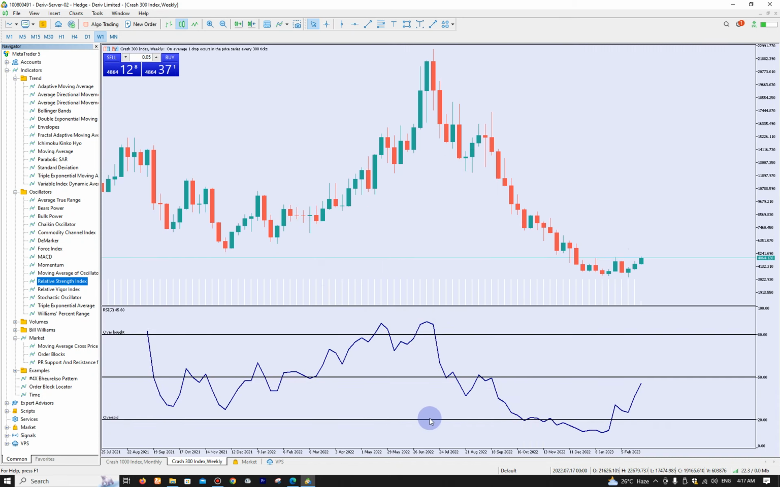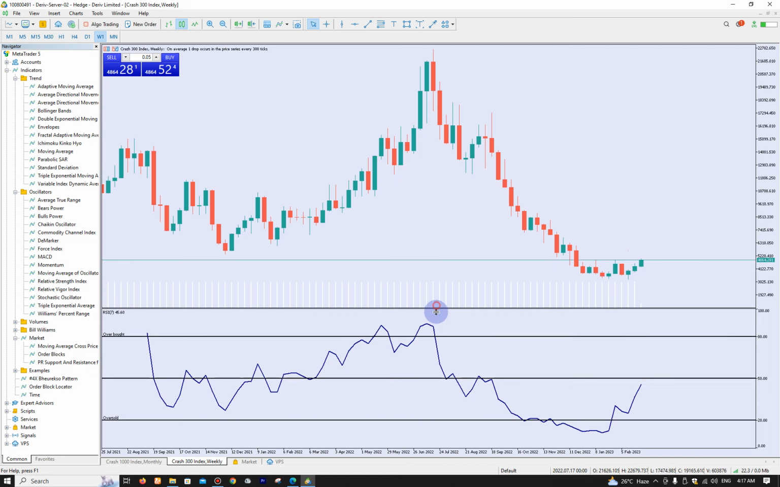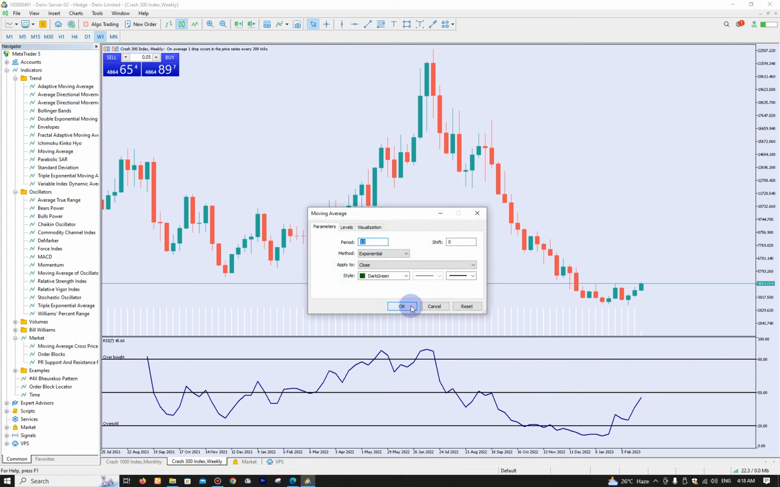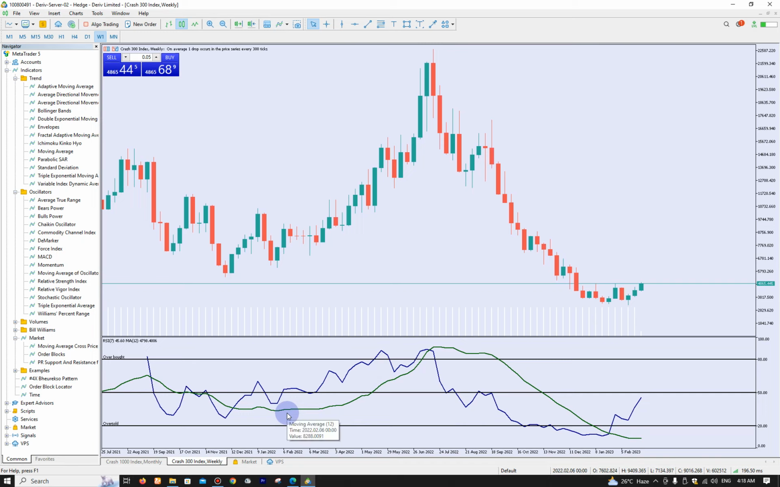Now this is how my RSI is. This is my RSI, and I also like working with the moving average. I like my RSI to go in line with the moving average. These are the settings for the moving average. It has period 12. I place it on exponential, apply to close. I give it the color of my choice. No level, and that is all. My RSI and my moving average, and there you are.